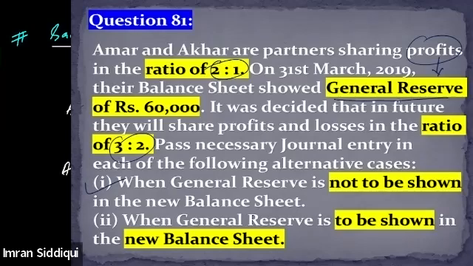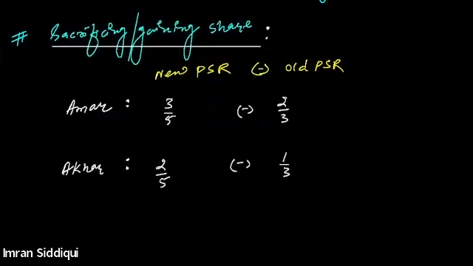See, first of all, in this question, we should determine the sacrificing and gaining shares of the partners, right? Because in order to treat situation number two, case two, we should have an idea about the gaining and sacrificing shares of the partners. Only then we will be able to pass the journal entry. So for that, we will prepare a working note.